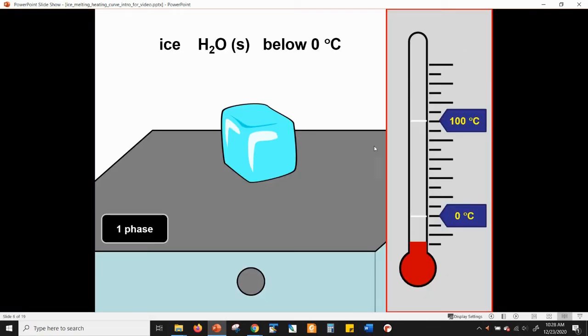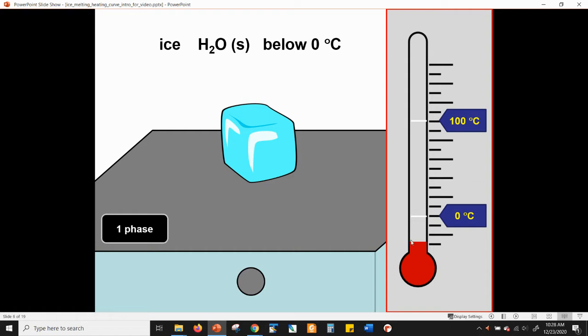Okay, so just a reminder, the boiling point of water is 100 degrees Celsius. The freezing point or melting point of water is 0 degrees Celsius. Freezing point and melting point are always the same temperature. Below zero, it's frozen. Above zero, it's melted. So freezing point and melting point are the same temperature.